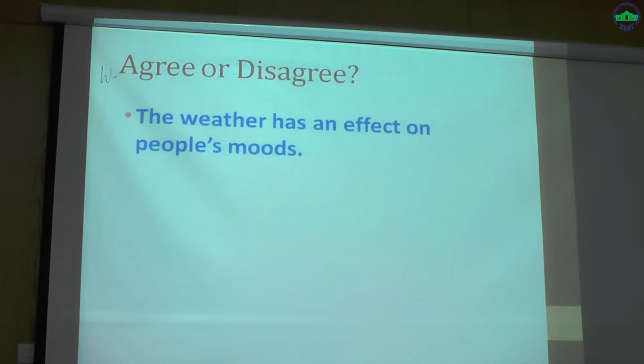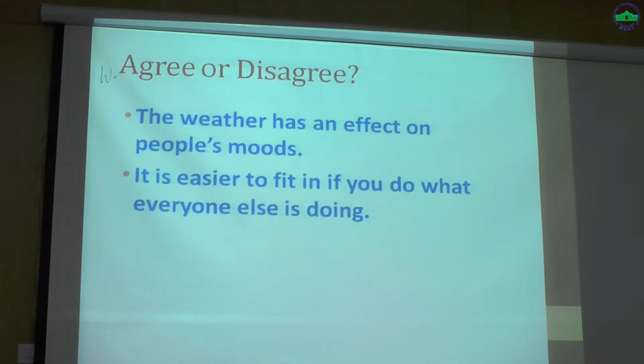Does the weather have an effect on people's moods? Agree. It is easier to fit in if you do what everyone else is doing. You have to be alert to yourself. You are not obliged to do what others do.